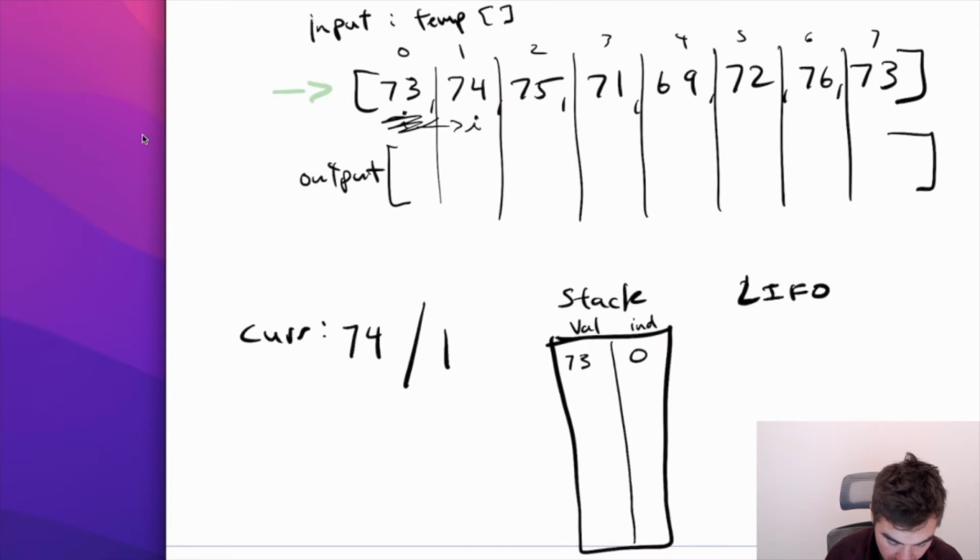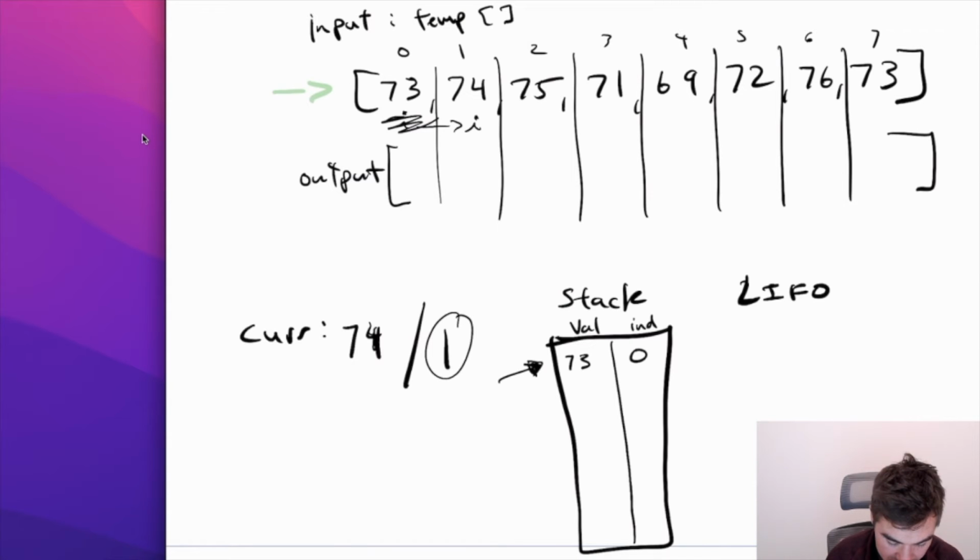Here's the part where we need the tricky or clever algorithm to look at the stack. We look at 74 and then we peek the stack. We look at the first element on the stack and we say, is 74 warmer than 73? Is it higher than 73? 74 is greater than 73, right? That means we can now answer 73's problem. Its problem is that it doesn't know when the next warmest day is, but 74 came along and now we know.